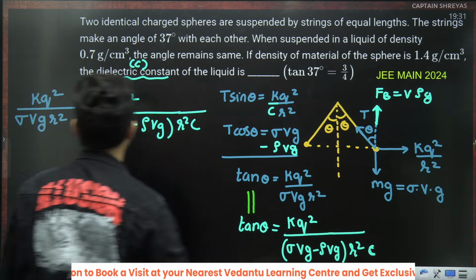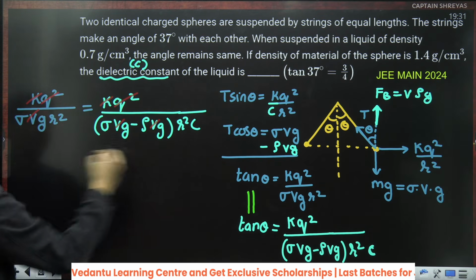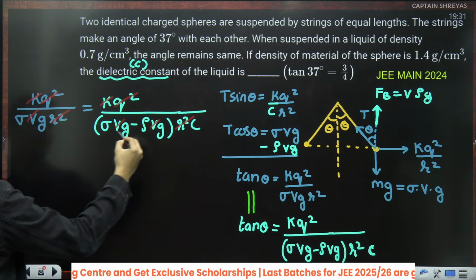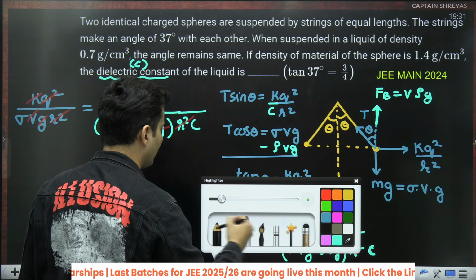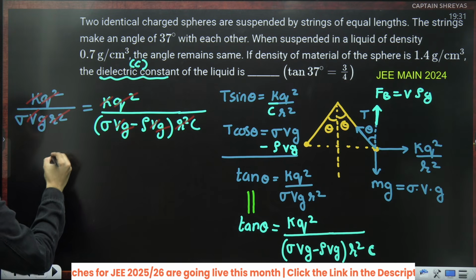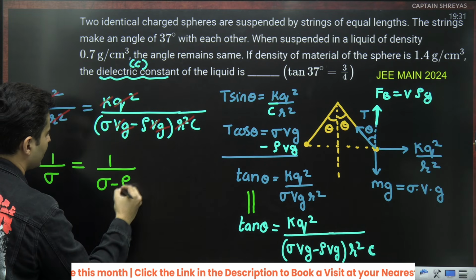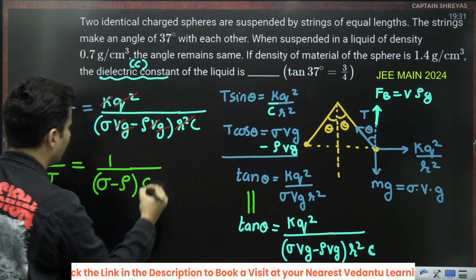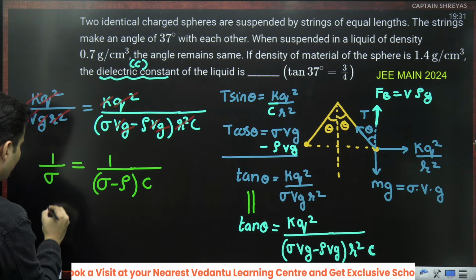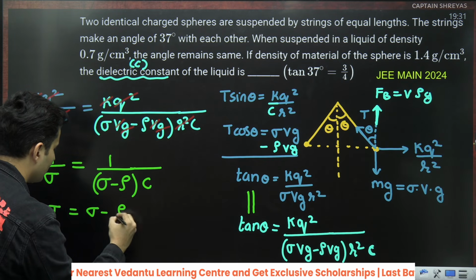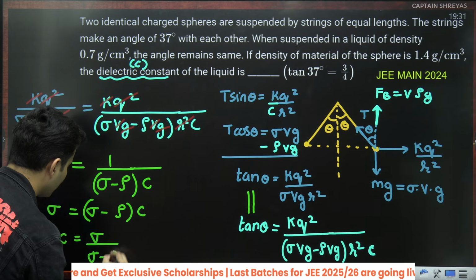Many things will get cancelled, like this kq square, even this volume, even this r square and this r square, even this g here and this g here. So a lot of things just get cancelled, my dear warriors, and what you are simply left with is 1 by sigma, minus rho into this particular constant, this particular dielectric constant. Flip it upside down. So sigma will be (sigma minus rho), whole thing into C. So C will be sigma by (sigma minus rho).